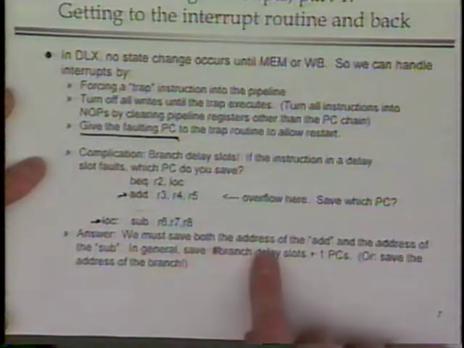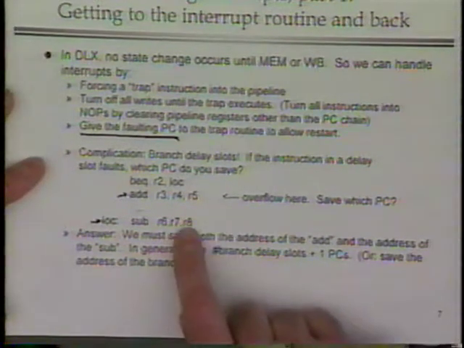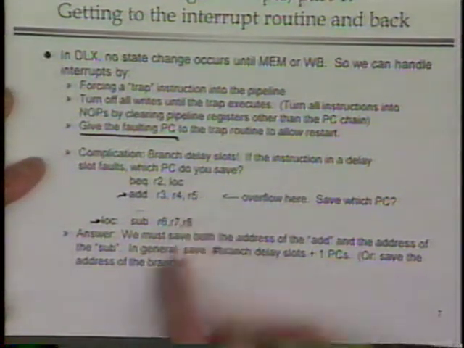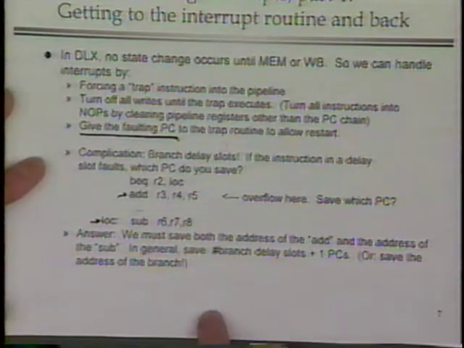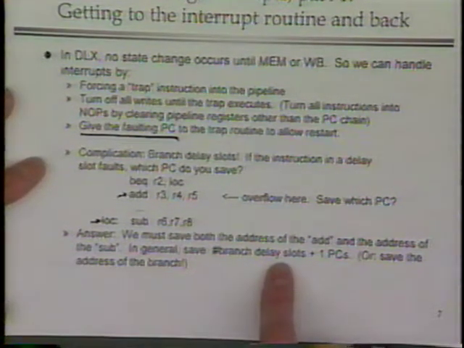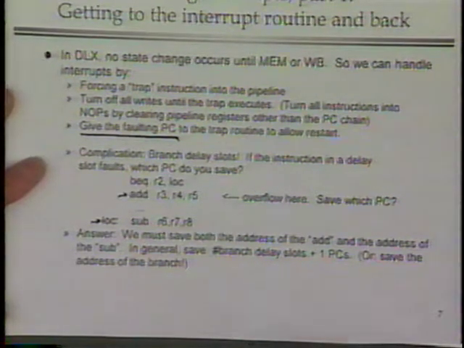So in fact, you wind up having to save multiple program counters. And in general, if there are n branch delay slots, you may have to save n plus 1 program counters in order to be able to correctly resume execution.